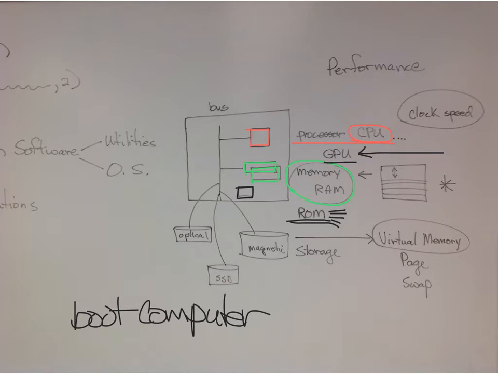A little review. We have the electronic bus in there moving things between everything. Magnetic hard drive, solid state drive, flash technology, and an optical drive like a DVD, and those all communicate to the bus.